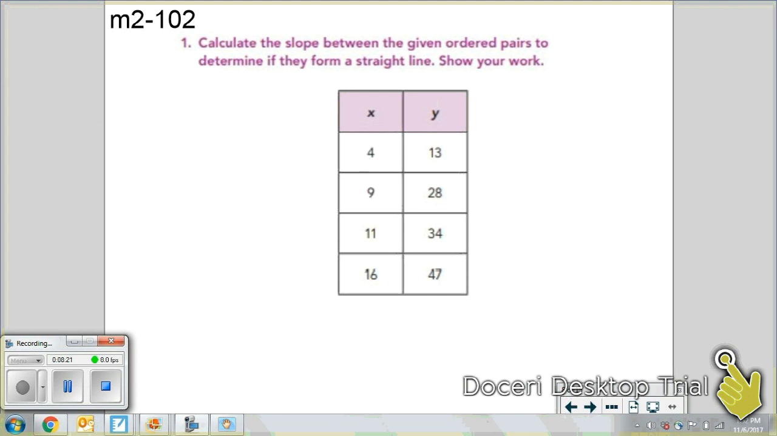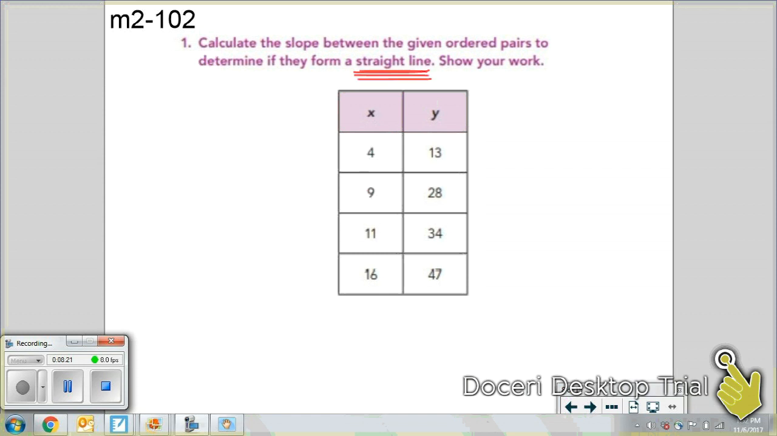Now our directions are going to add one other bit to this that we didn't have before. So we're going to read through question 1. We're in the middle of the page. When I stop, you're reading the next word. Okay, here we go. So it says, calculate the between the given ordered pairs to determine if they form a line. Show your work. So here's what I would like for you to do. Underline where it says straight line.